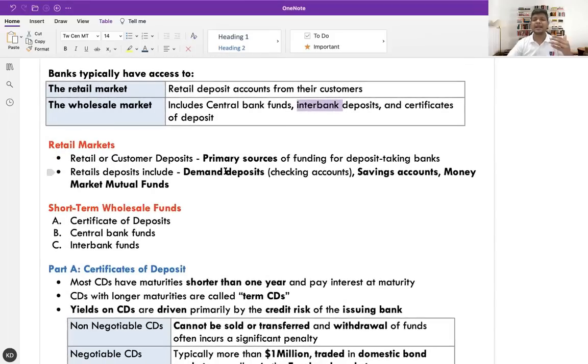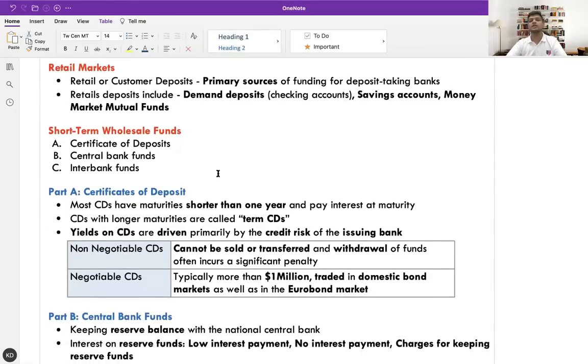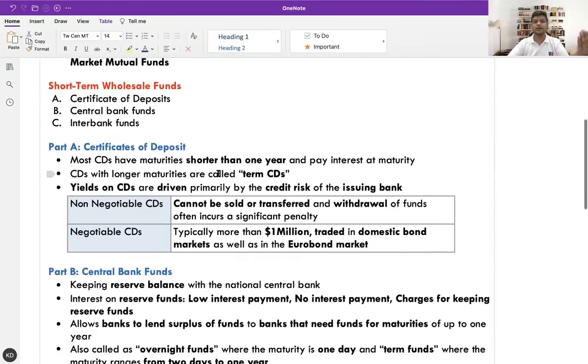First of all, retail market, as I said, it's going to be demand deposits like checking accounts, or time deposits like fixed deposits, saving accounts. These are the ways through which banks generally arrange their primary money, the primary source, right? But when banks, as I said, need large funds, they will go for these other sources. Let's take them one by one.